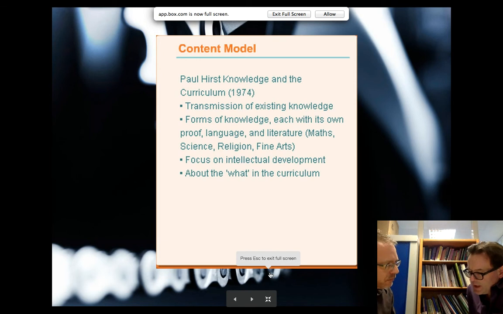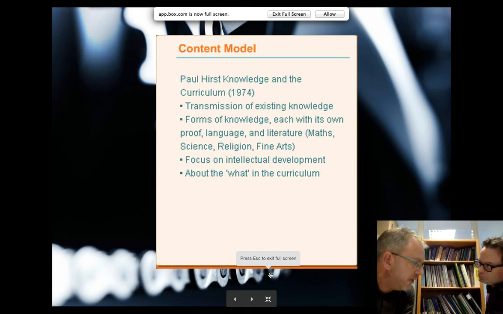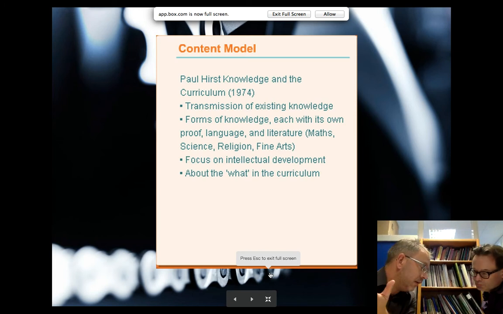Right. And again, would you say that the student in this model takes more of a back seat? Yeah, it's a passive model. These are the facts, you have to learn them. Doesn't matter who you are, doesn't matter what you're interested in, doesn't matter what your background is. You have to learn this stuff in order to succeed at the next stage, which is the accreditation or the examination. And Hurst is the main man for this, is he?